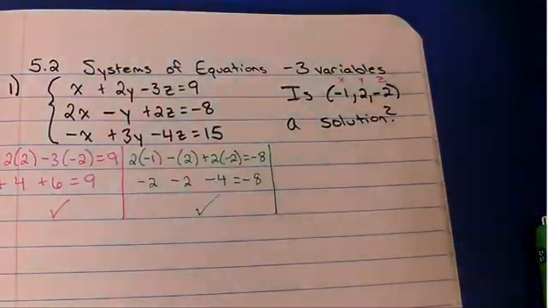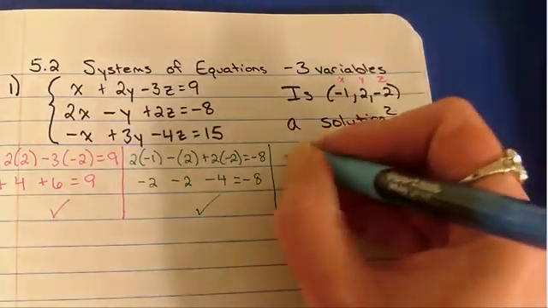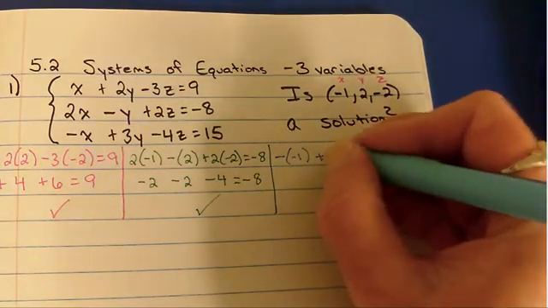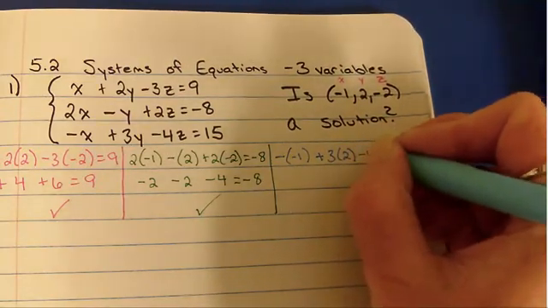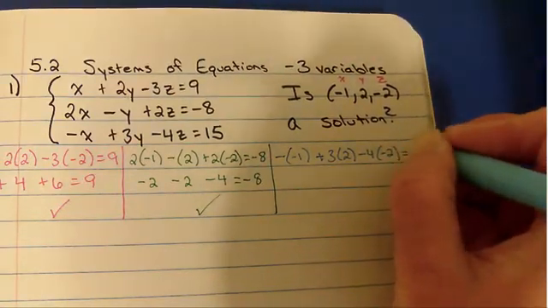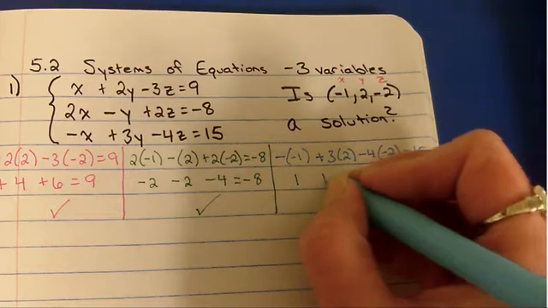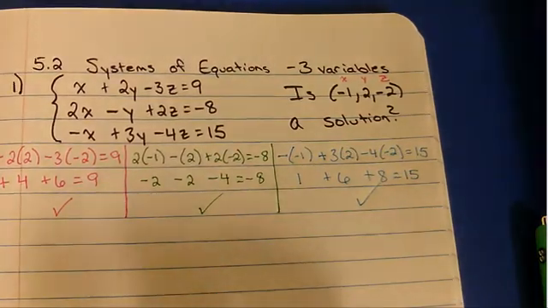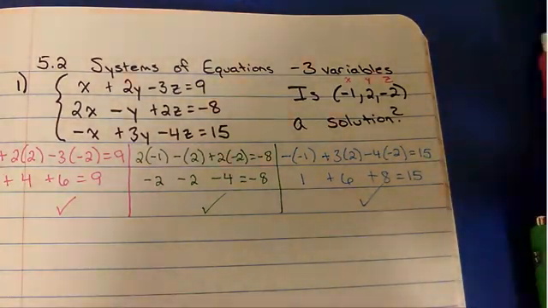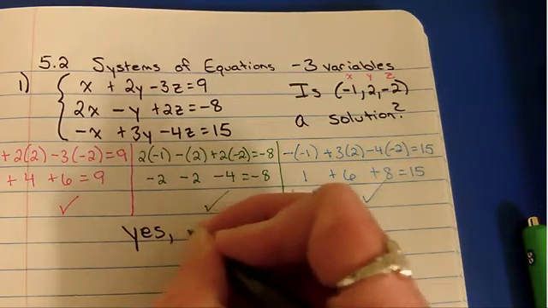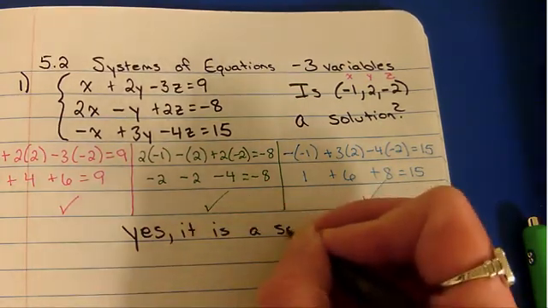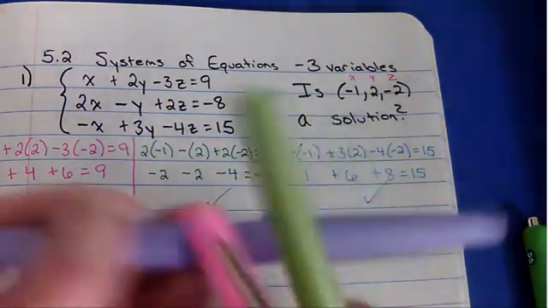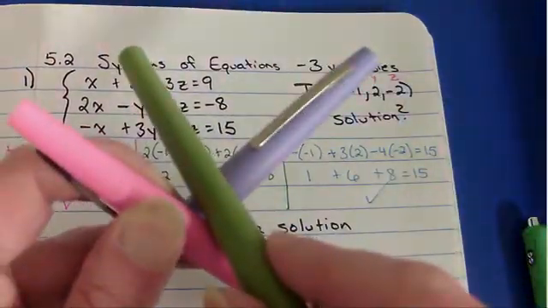So we need to test the 3rd equation, and that's -x plus 3y, so plus 3 times 2, minus 4 times -2. We want to see if that equals 15. So that's a 1 plus 6 plus 8, and it does. So yes, that is a solution. So if all 3 lines cross at a single point, then we will have a single point as a solution.